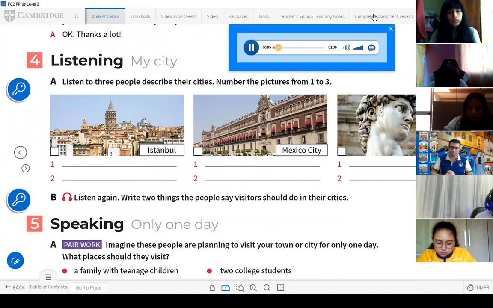Listening. My city. 1. I live in Mexico City. It's a fantastic city. There are a lot of interesting things to do in Mexico City. I think people should visit the main square. It's called the Zócalo. And it's really, really big. I also think that people should go to the top of the Pyramid of the Sun. There are 250 steps to the top, but the view is fantastic.